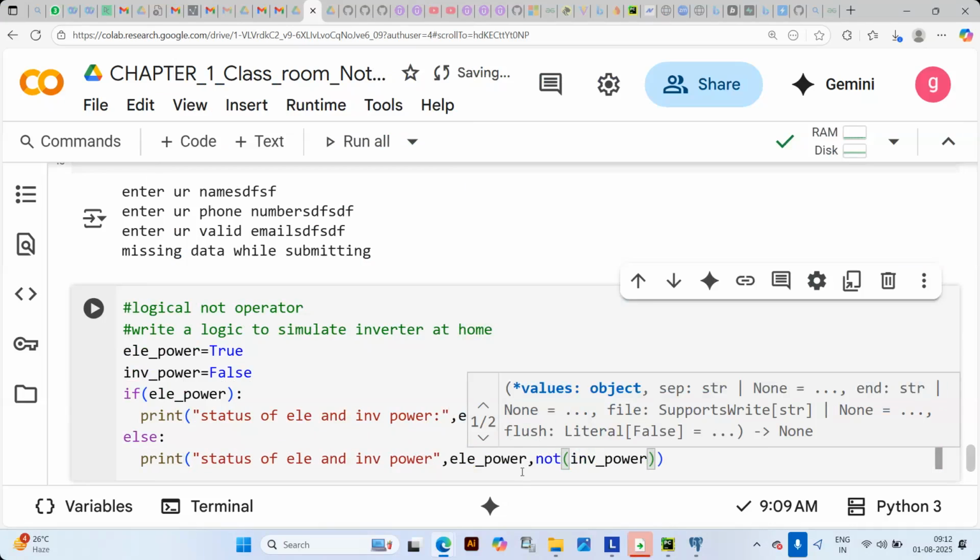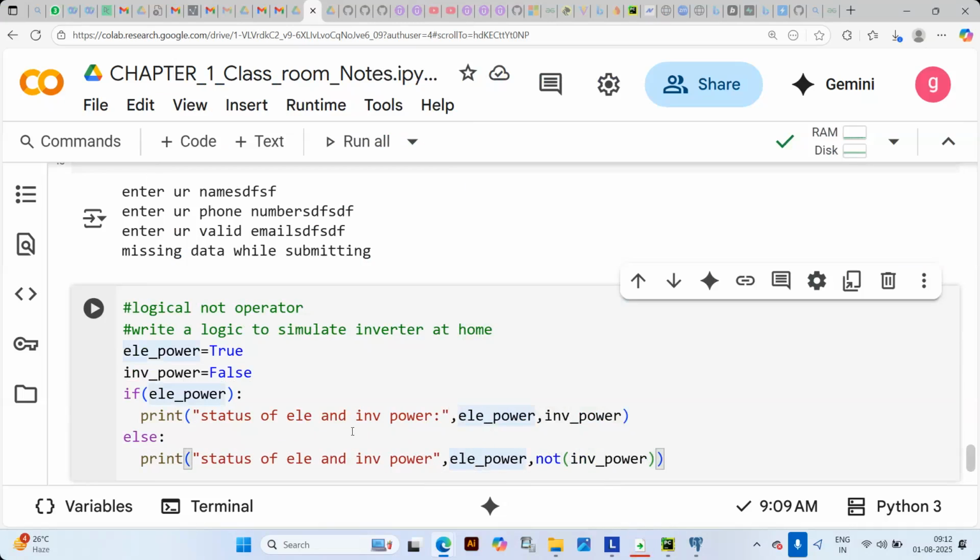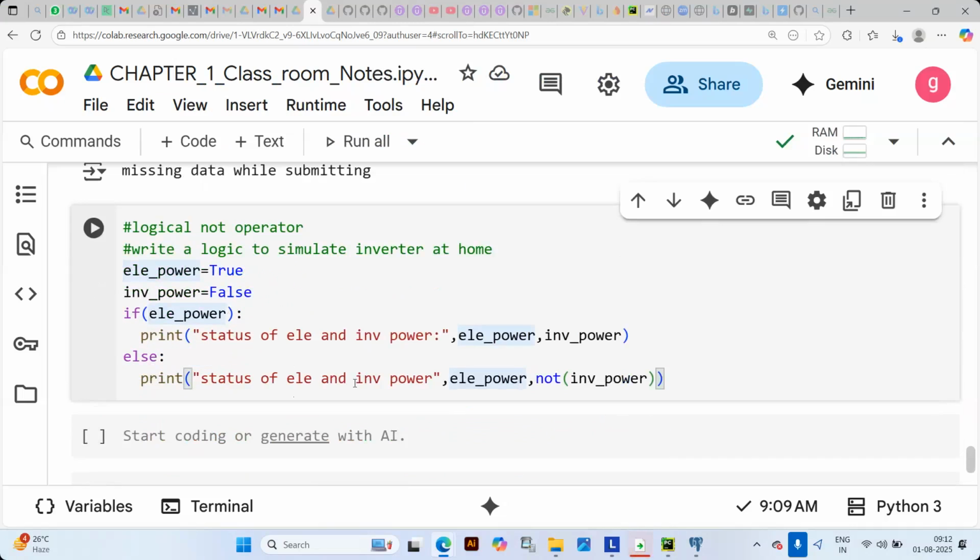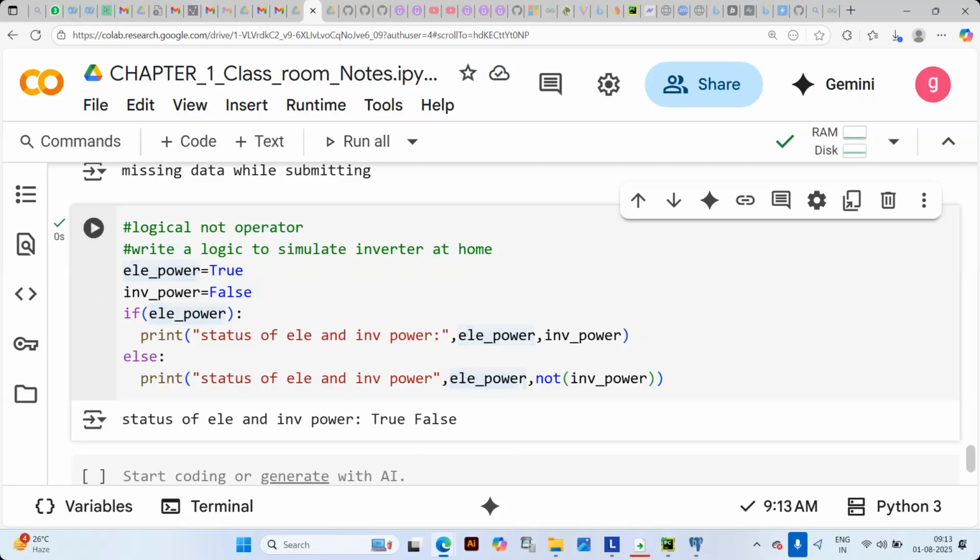Yeah. Now if you look at, according to the current condition, electrical power is on, inverter power is false. For the first time, this particular situation would happen. So the moment electrical power is off, automatically inverter power is going to be on. Let us see now what is the use of the not operator. I'm just demonstrating to you. Let us execute first. Now you see electrical power is true and inverter power is false, because current is there, inverter will be in off mode.